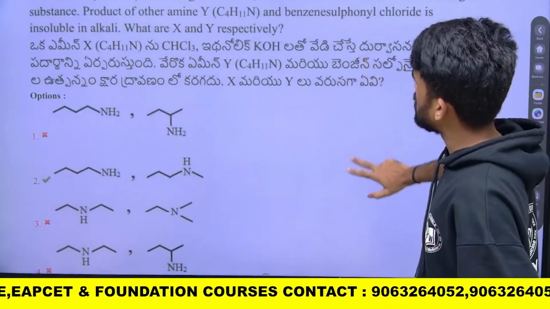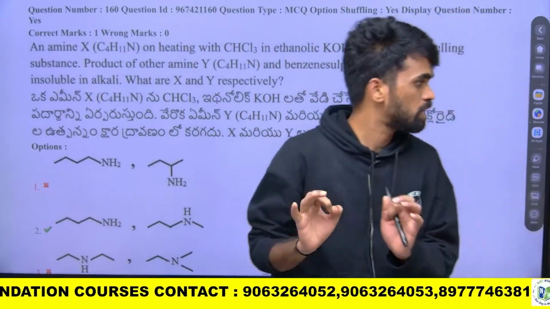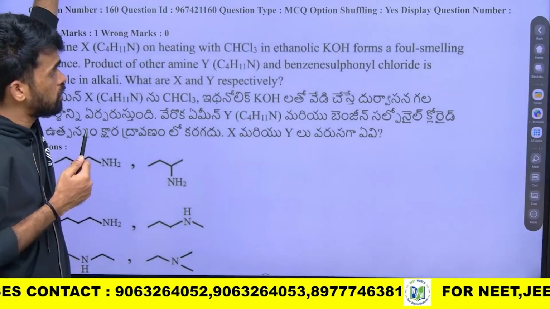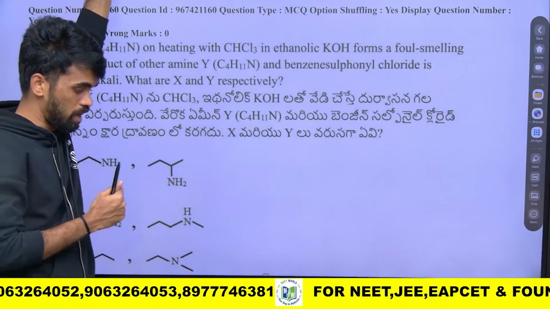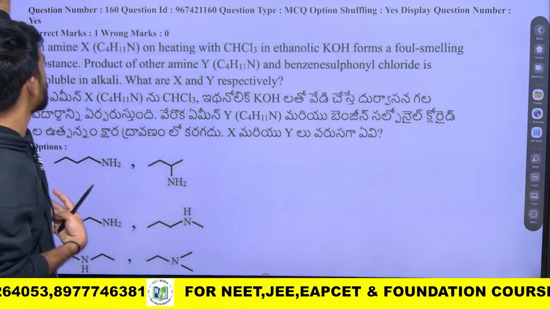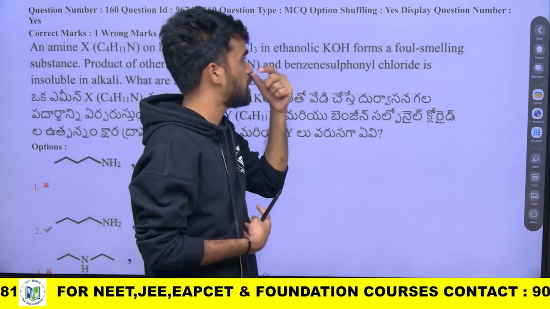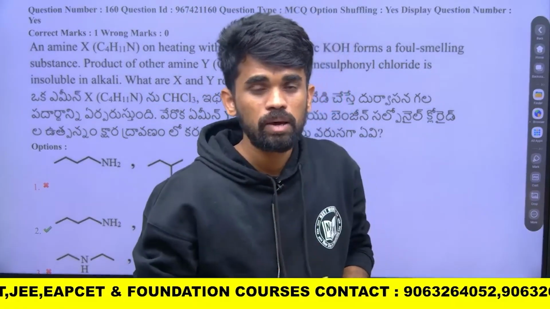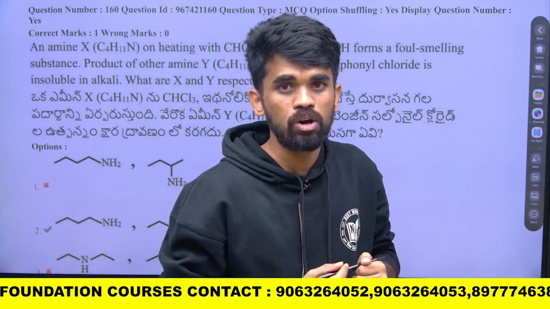Next, this is also a very interesting and very important question. You will be seeing this in all your competitive exams, whatever exam you are writing. There will be points like the carbylamine test and the Hinsberg test. These are practical organic chemistry reactions that you will be doing in the labs. An amine X on heating with chloroform in ethanolic KOH forms a foul smelling product. The carbylamine test is given only by primary amines, the product formed is isocyanide, and it has a very foul, bad odor.